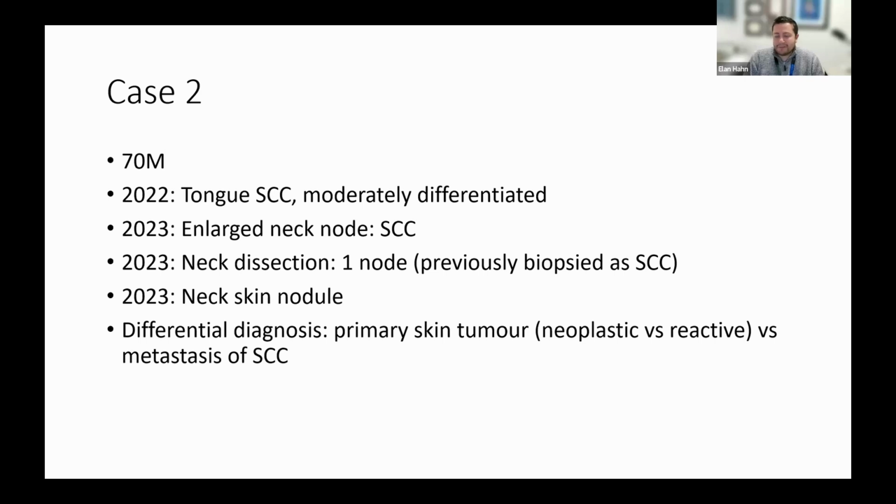A month later, he had a neck dissection, and it was just that one node that was positive. Then 3 months after that, he had a skin nodule in the same area on the neck, in a sun-exposed area. Clinically, the question was, is this a primary skin squamous cell carcinoma versus something reactive? Because it seemed like it was subcutaneous or dermal, but there was a breakthrough to the skin. Or is it a metastasis of the squamous cell carcinoma?